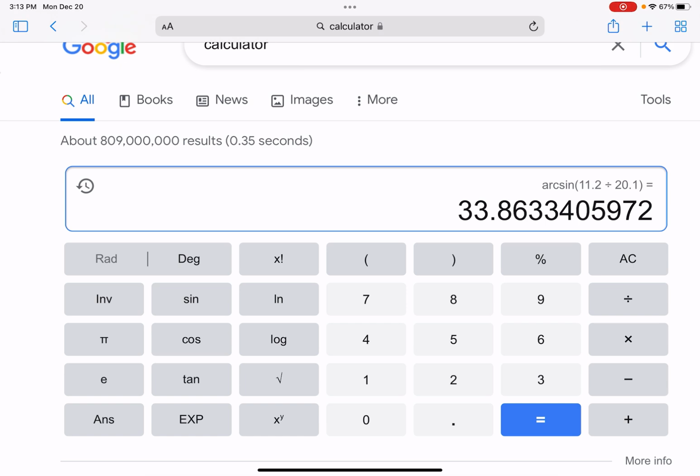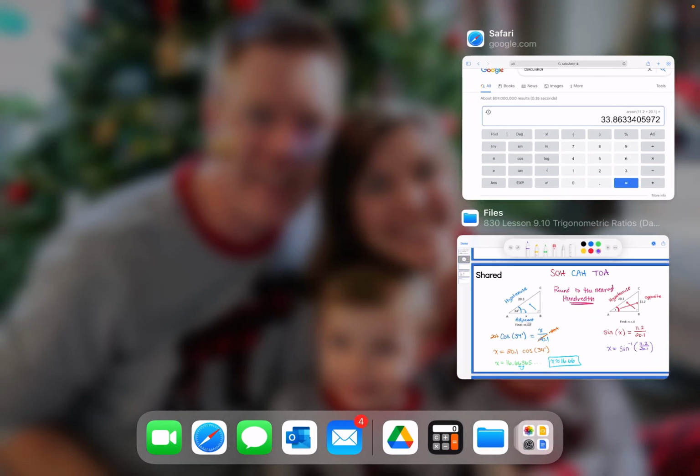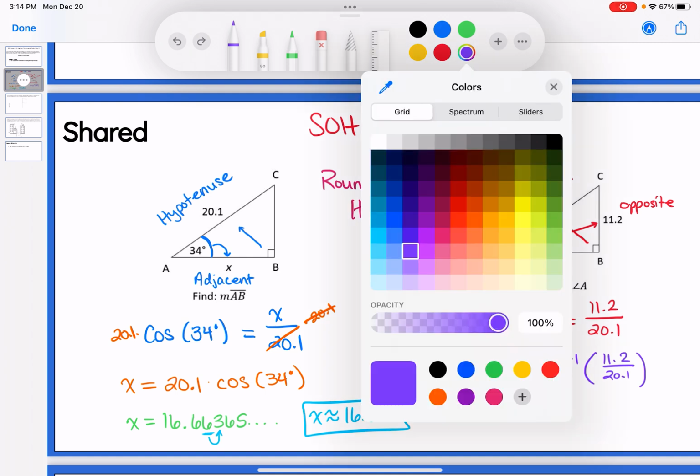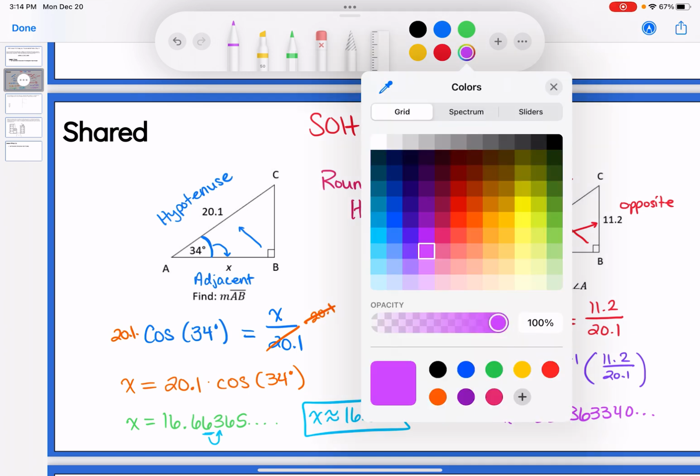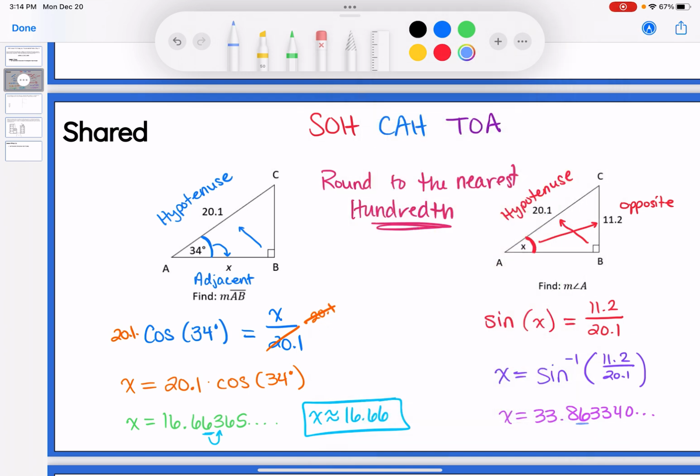We get 33.863340, etc., right? So if I write down exactly what I got when I typed it in, that would be 33.863340, etc. And I want to round to the nearest hundredth again. So 33.86, and that next number is not telling me to round up. So x is about 33.86 degrees.